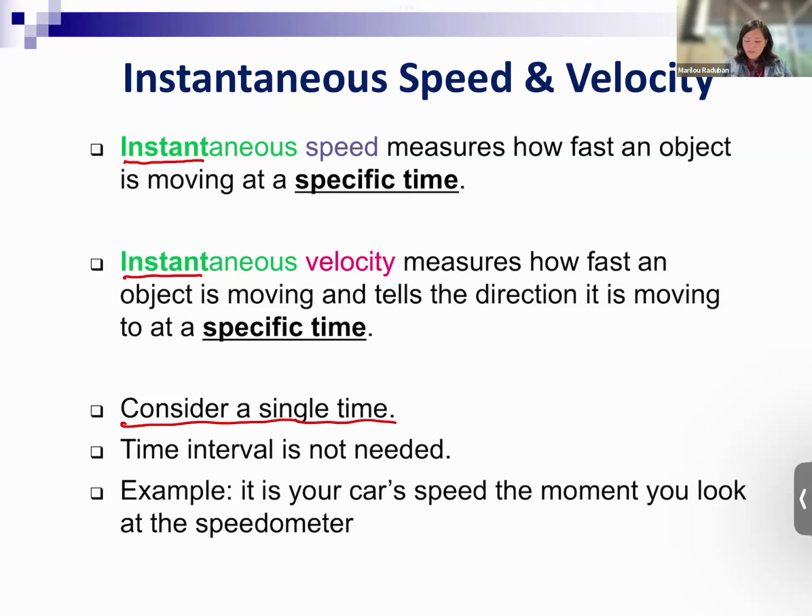So instantaneous speed and velocity is different from average speed and velocity in that aspect. Does that make sense? The difference between instantaneous and average. No questions in the chat box, so I would take that as yes, it makes sense.